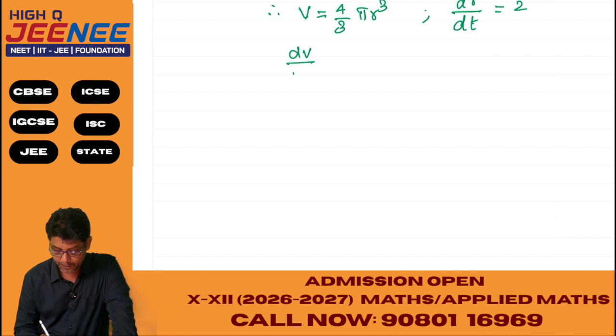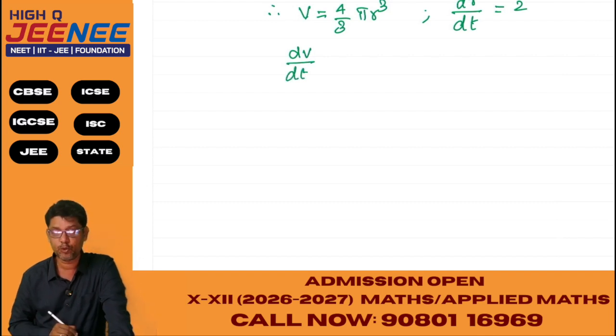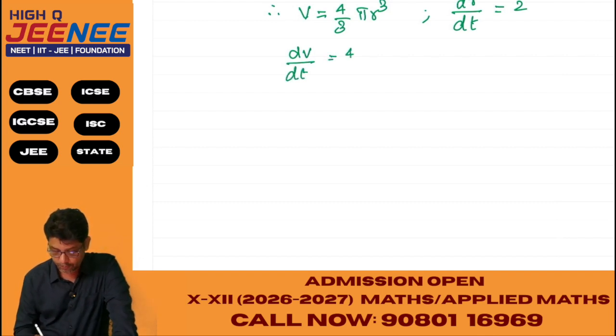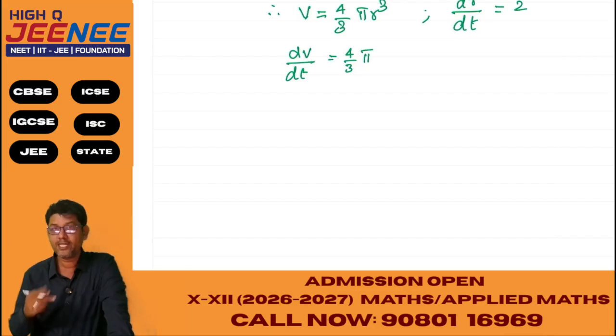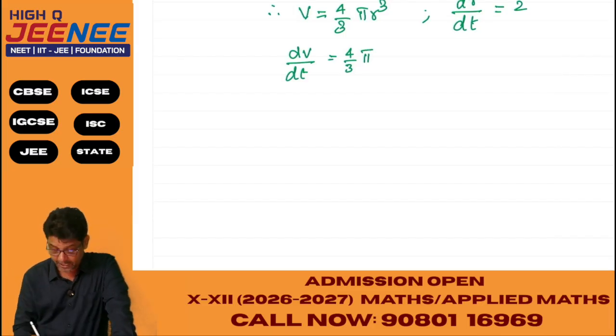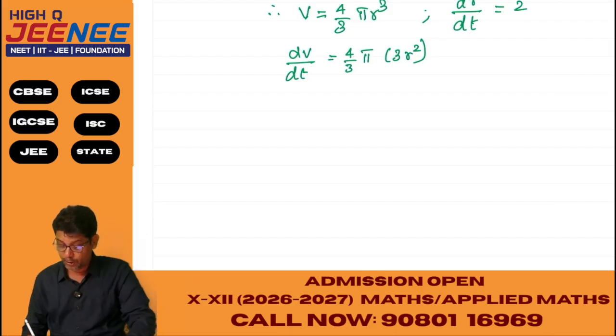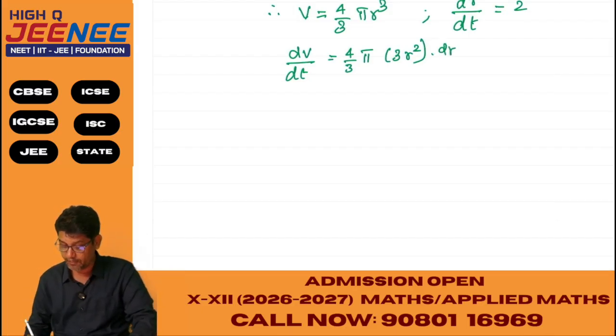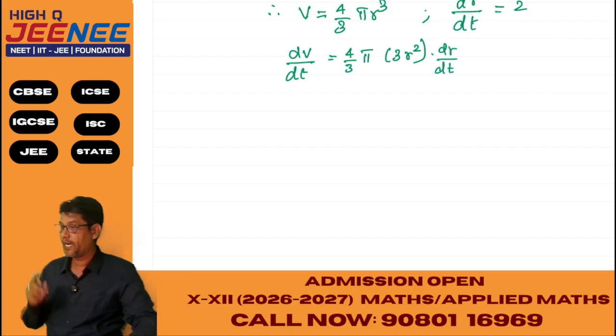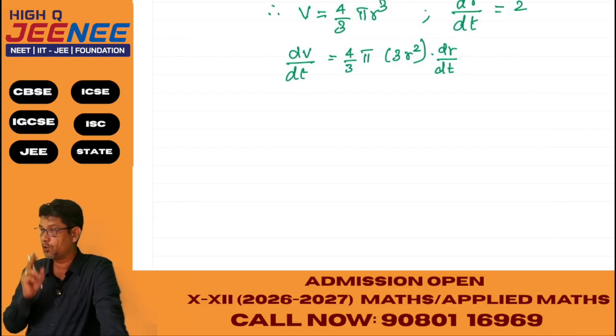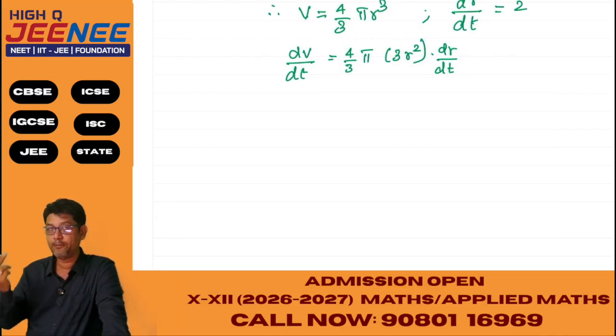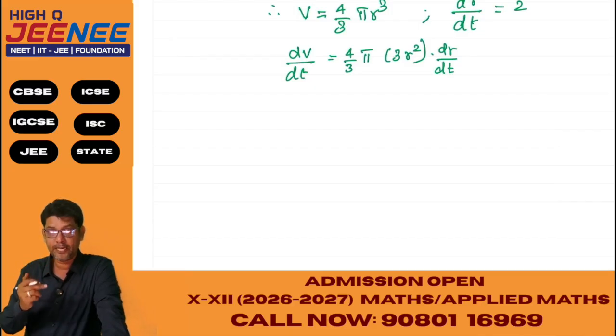dv by dt, differentiating with respect to t, is equal to 4 by 3 pi. What is the derivative of r cube? Derivative of r cube is 3r square. Is that clear? But don't forget to write dr by dt, because we are differentiating with respect to t. We are differentiating variable r with respect to time t. So therefore, dv by dt is 4 by 3 pi 3 r square into dr by dt.